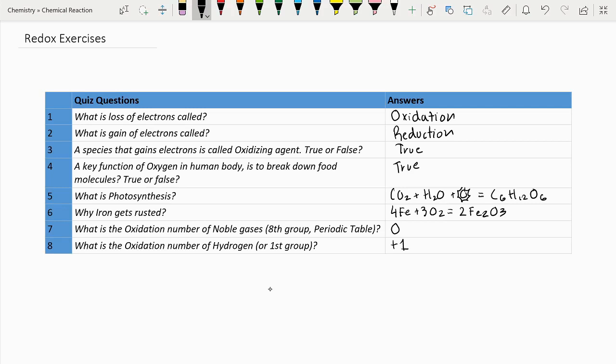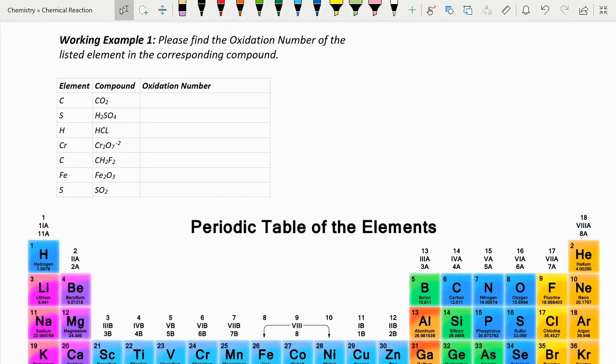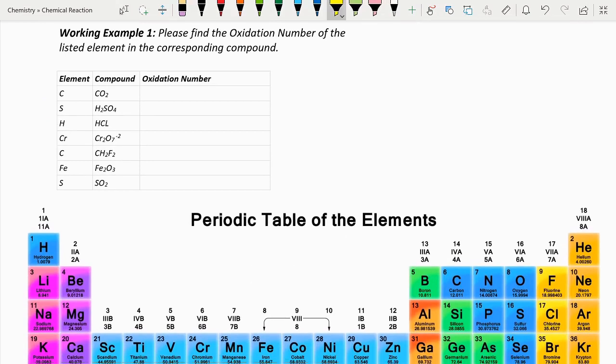+1, because it has 1 electron to share or lose. So now let's go over our first working example. Please find the oxidation number of the listed element in the corresponding compound. So the first element is carbon. So we need to find the oxidation number of carbon in the compound carbon dioxide.